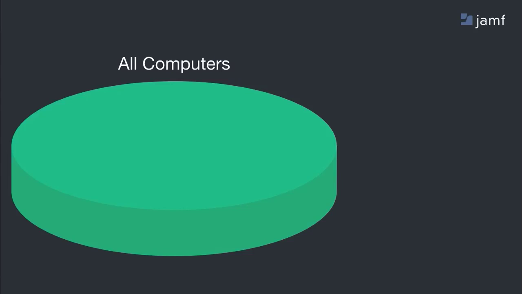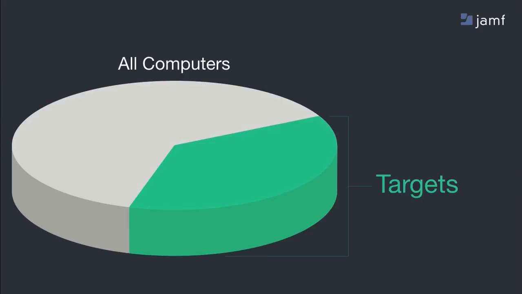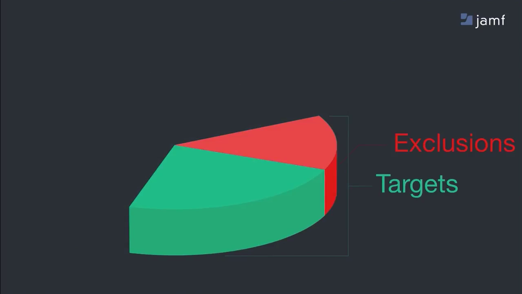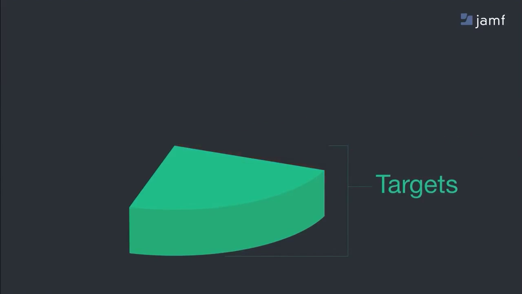This pie chart represents all of the computers in our fleet. When we target specific computers, whether they are part of a computer group, building, or department, our scope narrows the distribution of a management task, and we're left with a smaller subsection. We can further narrow our scope by excluding computers, leaving us with an even smaller target.